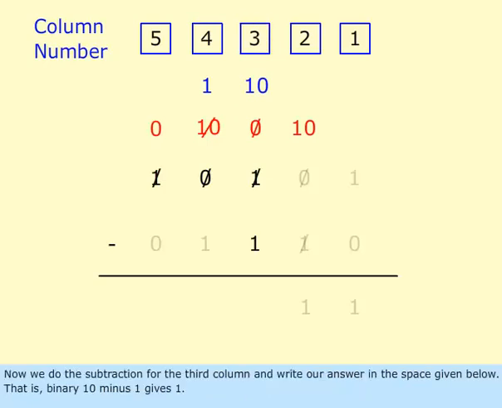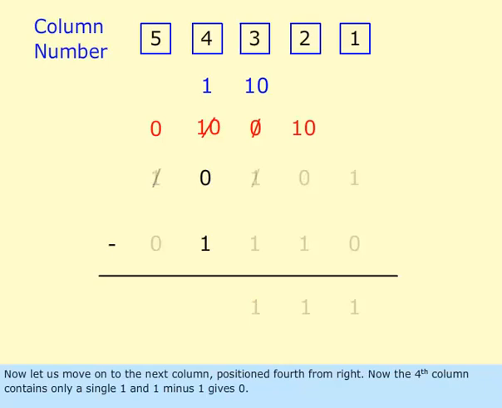Now, we do the subtraction for the third column, and write our answer in the space given below. That is, binary 10 minus 1 gives 1. Now, let us move on to the next column, positioned fourth from the right. Now, the fourth column contains only a single 1, and 1 minus 1 gives 0.